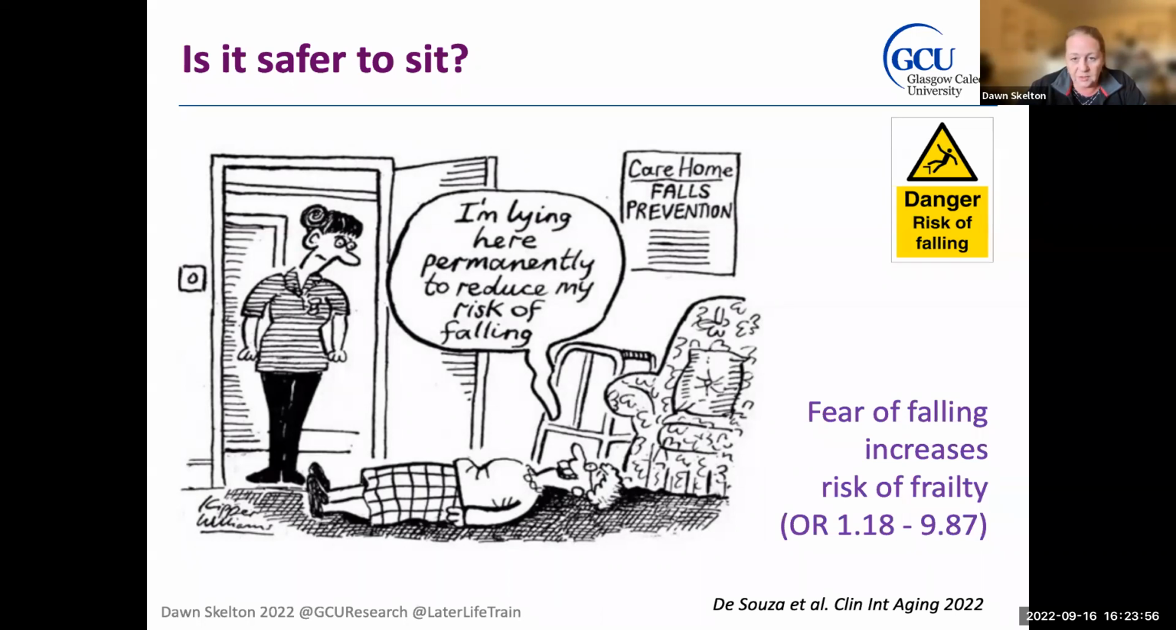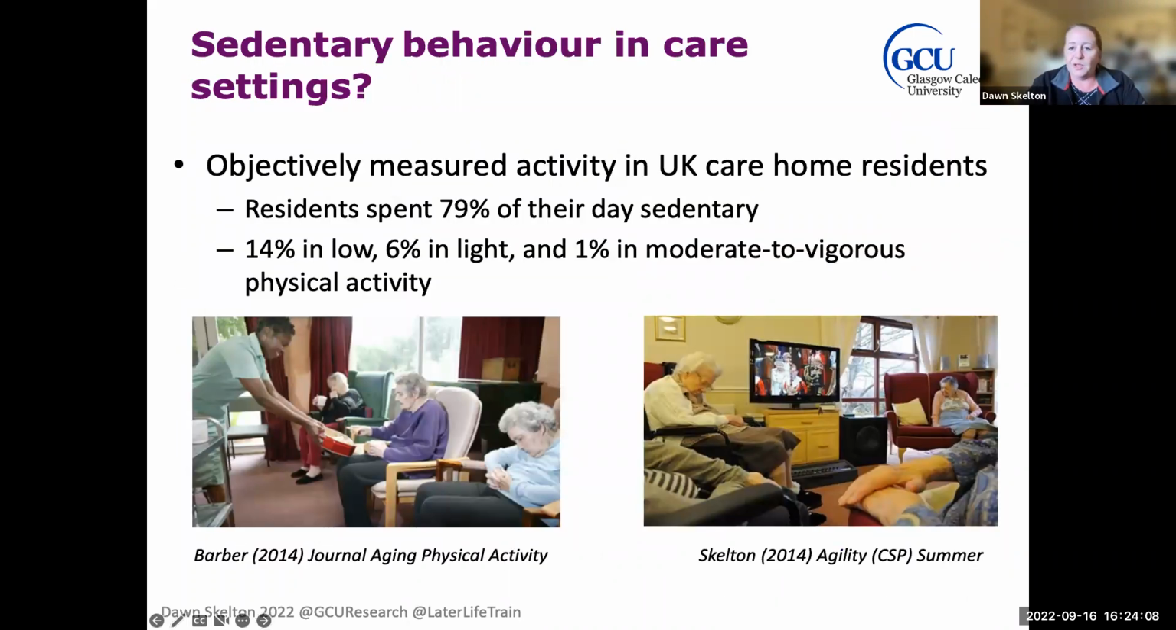So falling is a big issue in this setting, and with frailer older adults and in people receiving care at home. And we do need to try and address this, or it affects all aspects of their lives. So how much do people sit in these settings? Well, if you put objective monitors on people to measure position, we can see that residents in care home settings spend nearly 80% of their day sitting, 14% in very low activity, so generally walking very slowly to the toilet or to a different room, and less than 1% in moderate to vigorous physical activity, which we know makes a difference to health. So on the whole, care home residents are extremely sedentary.